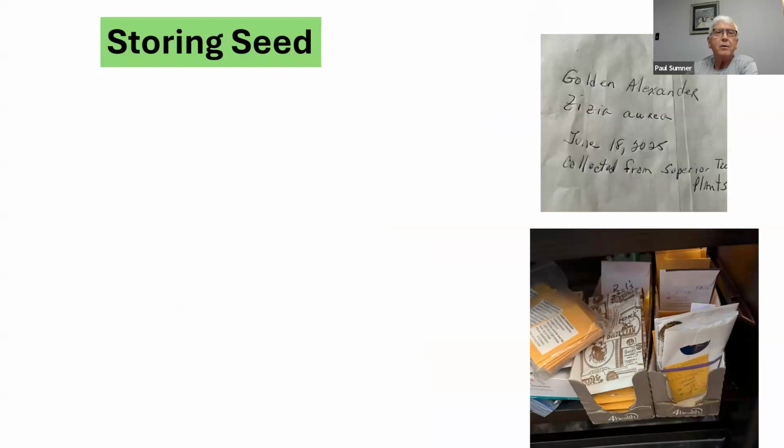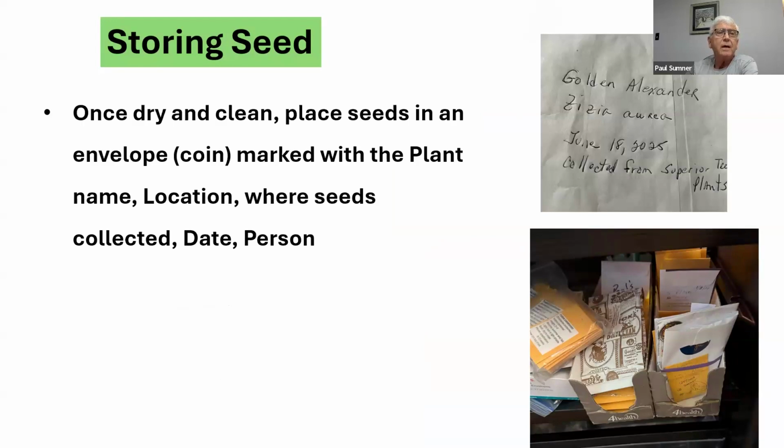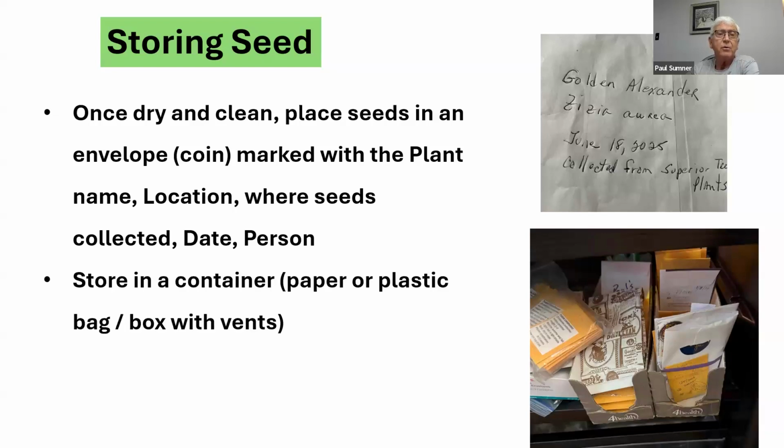The next section we're going to talk about is storing seed. These are all dry seed. Once dry and clean, we place the seed in a marked envelope with the same information that you wrote down on the collection bag: the plant name, the location where the seed was collected, the date, and the collector for that particular species of seed. And then you want to store it in a container, a paper or plastic box.